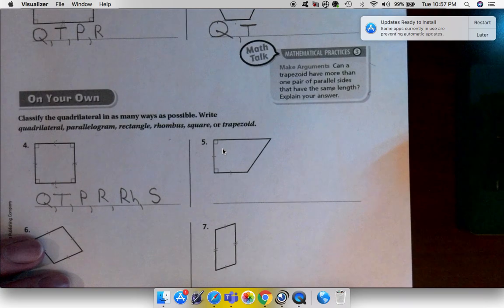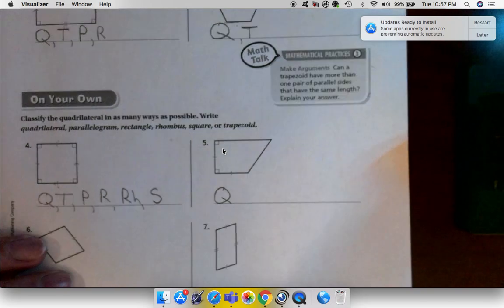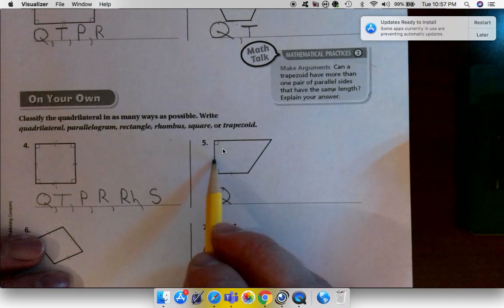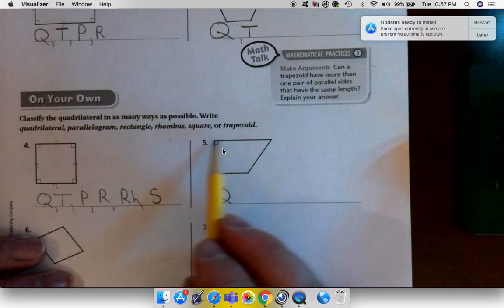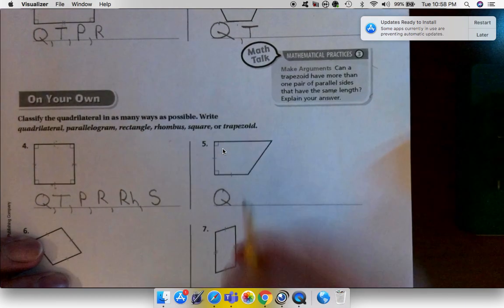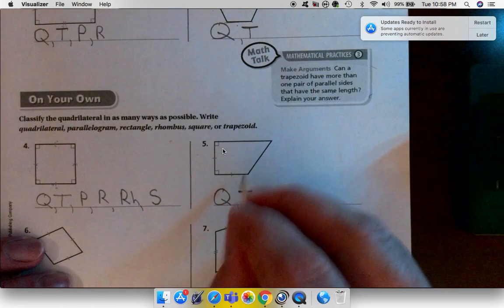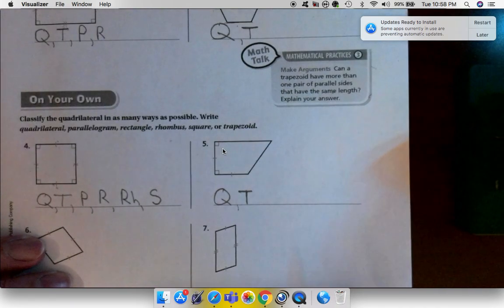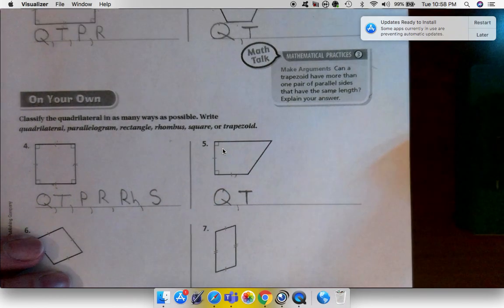Take a look at number 5. 4 sides? Yep, quadrilateral. Do I have at least one set of parallel sides? Left and right are not parallel. They would meet somewhere down here. Top and bottom? Top and bottom are parallel, so yeah, I am a trapezoid because I have at least one set of parallel sides. For a parallelogram, opposite sides must be congruent and parallel. Top and bottom are parallel, but they're not congruent, so I cannot be a parallelogram. I'm done.